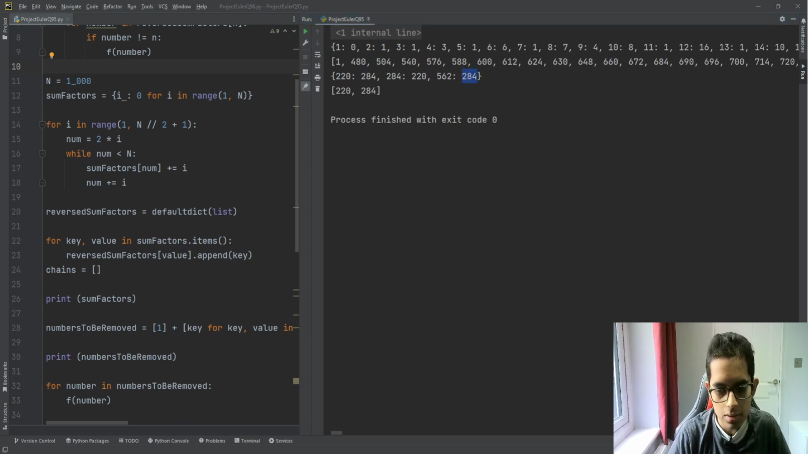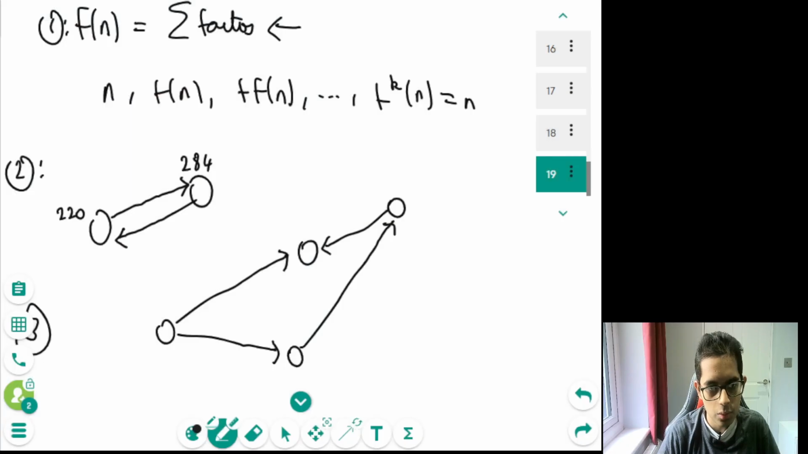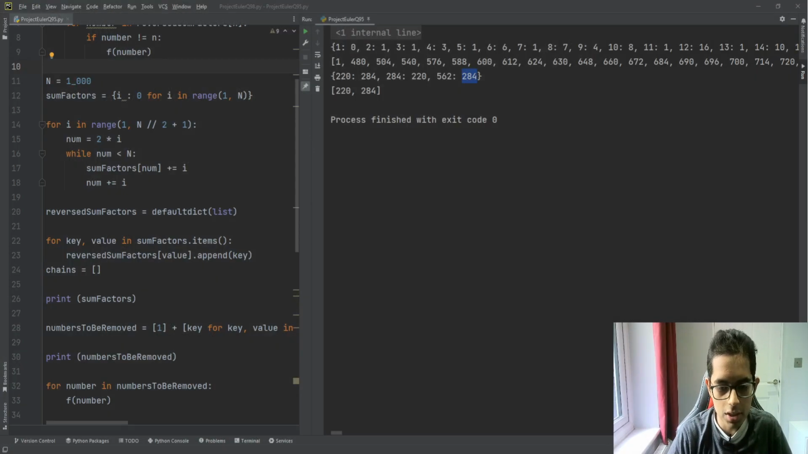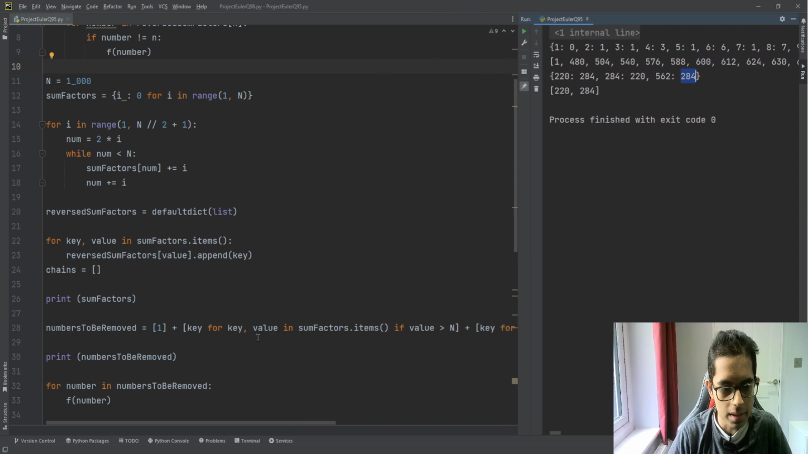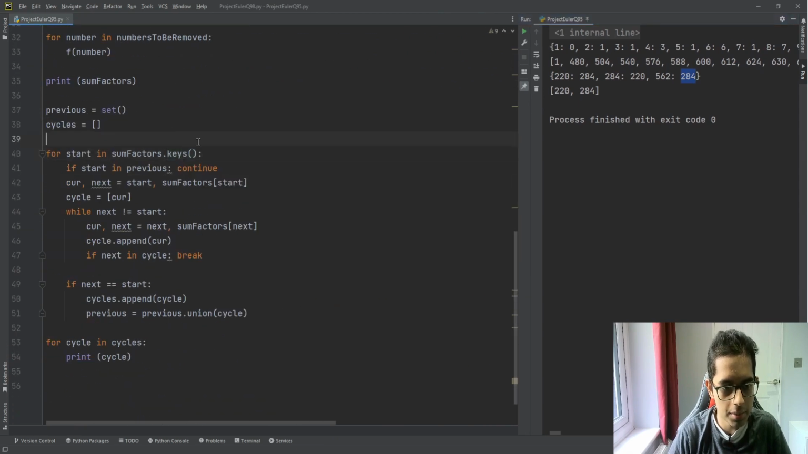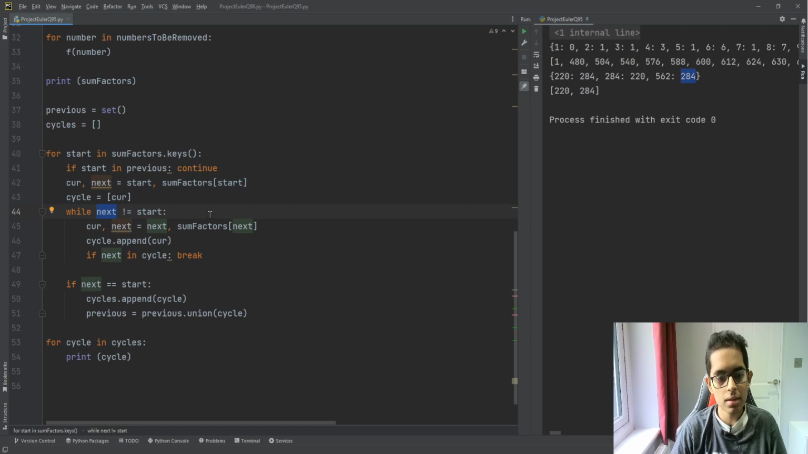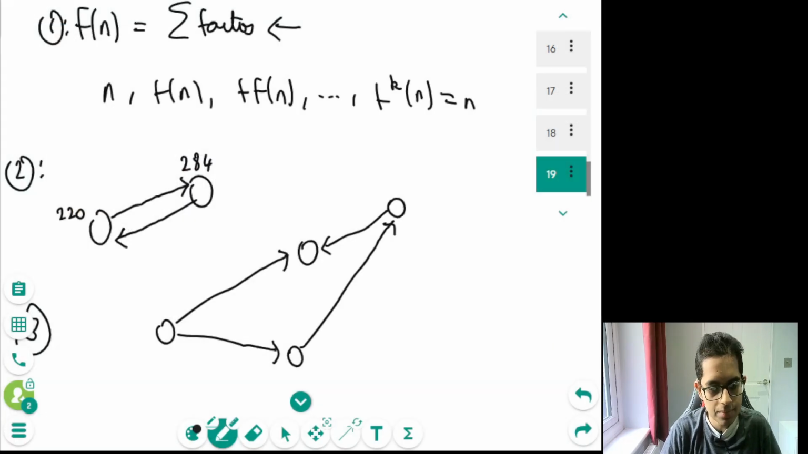So now, if we just quickly go back to our graph, then we've essentially completed step two of the process as well. Now finally, we just need to go back to step three, and then we'll be finished. So for step three, essentially what we do is, for each number inside this dictionary, we carry out a loop. And what this loop looks like is, we start off with a certain number, and then while the next number is not equal to our original number, we continue updating the current number and the next number to being the next number and then sum of the factors of the next number, right? So this essentially corresponds to traversing the graph, okay?